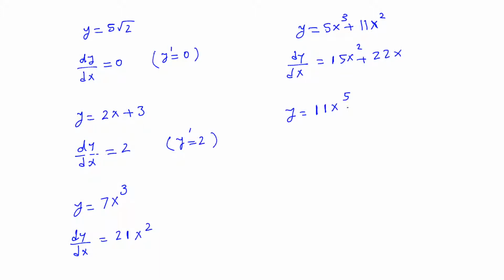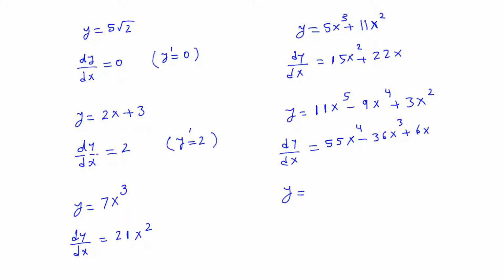11x^5 minus 9x^4 plus 3x^2. Derivative of addition or subtraction of the functions is addition or subtraction of derivatives. 11x^5 is 55, 5 times 11 is 55, x to the power of 5 minus 1, x^4, minus 4 times 9, 36, x^3, plus 6x.